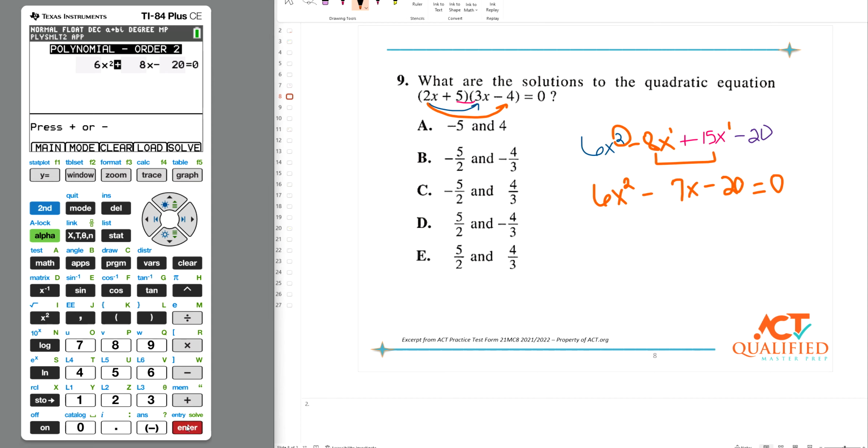Go ahead and press 6 minus 8x. And as you can see, I previously worked this problem. So I'm going to go back 8x. Okay. And then minus again 20. Okay. And so now we can say solve.